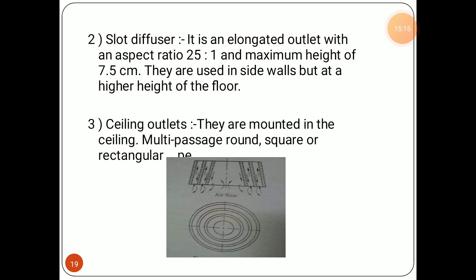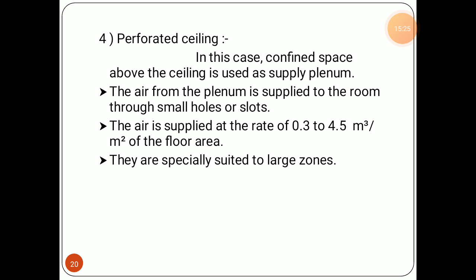Ceiling outlet. They are mounted in the ceiling. Multi-pass, round, square or rectangular outlets are preferred. Perforated ceiling. In this case, the confined space above the ceiling is used as a supply plenum. The air from the plenum is supplied to the room through small holes or slots. The air is supplied at the rate of 0.3 to 4.5 meter cube per meter square of the floor area. They are specially suited for large zones.